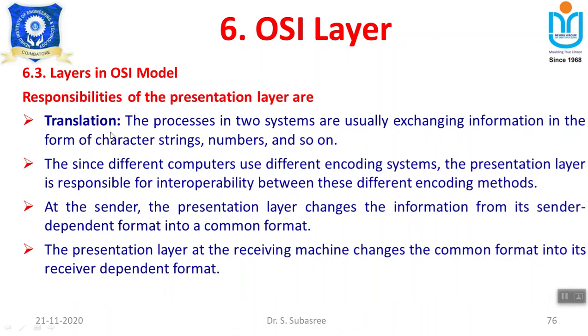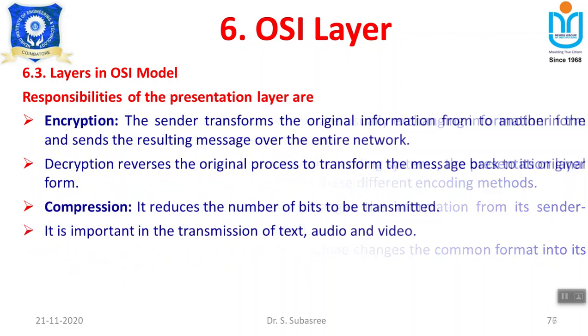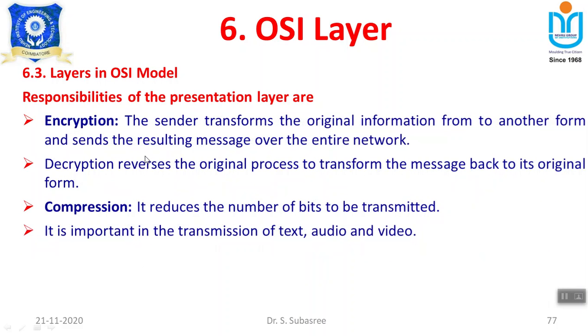The translation: two systems usually exchange information in the form of characters, strings, numbers, and so on. So translation means conversion according to the destination person. That is the first responsibility. Then encryption. Why? For security, we encrypt the data and at the destination we decrypt it. Another important thing is compression. If the data is very large, like audio and video files, then obviously we need to compress the data before it is transmitted to the destination. Otherwise, it is not possible to transfer very large data; it will take more time. So for that purpose we do compression. These are the responsibilities of the presentation layer.